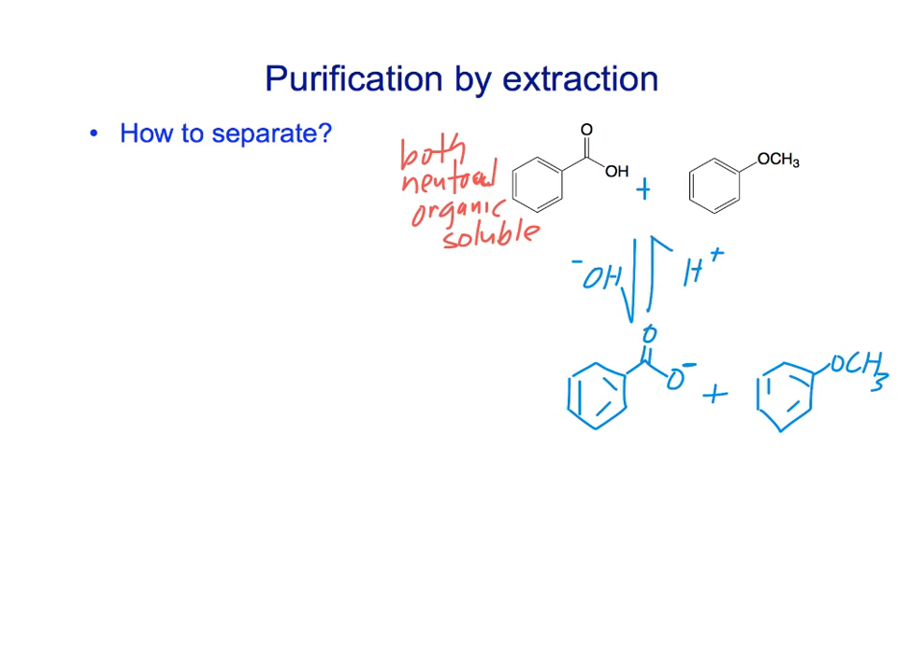At high pH, notice that we have one ionic species and one neutral. Right? So the ionic one, the benzoate, is that going to dissolve in water or organic? This is going to go into water. And the neutral one stays in the organic, or goes in the organic. Okay? So we can see here that if we raise the pH when we have this mixture, we can separate the two based upon solubility.